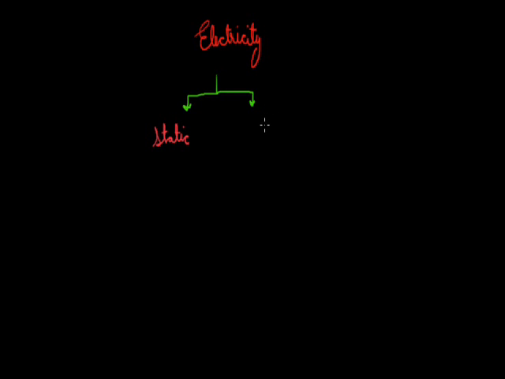While the another branch is current electricity. In current electricity, the charge is allowed to move. Means this branch deals with the motion of charge, while static deals with the rest. So, in current branch, we deal with its interaction with another charge.